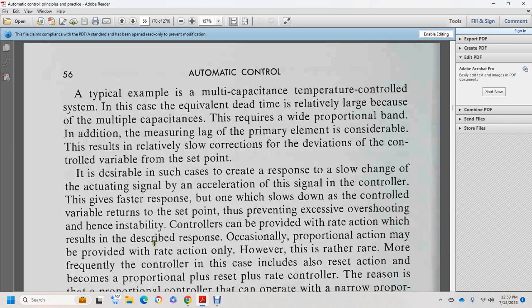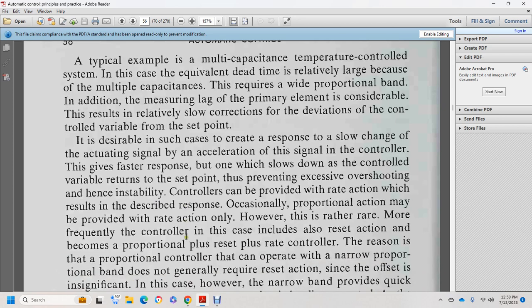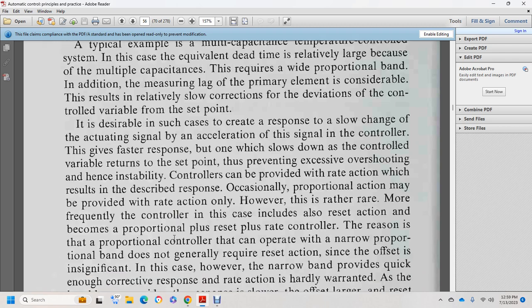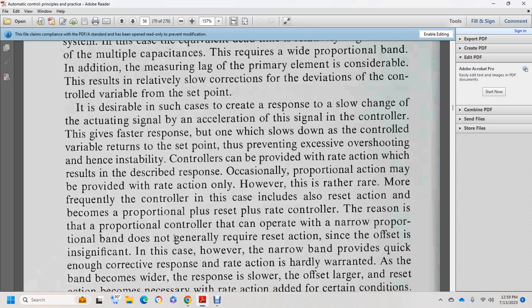The desired response with proportional action is only occasionally provided with rate action only; more frequently, the controller in such cases includes all reset action, becoming proportional plus reset plus rate. In control of this region, a proportional controller can operate with a normal proportional band that does not generally require reset action, since the offset is insignificant.